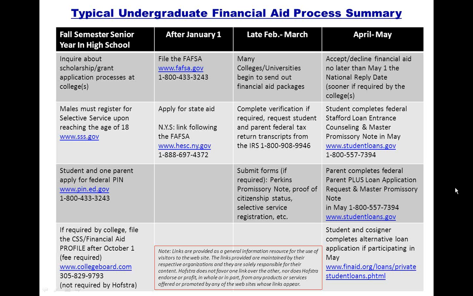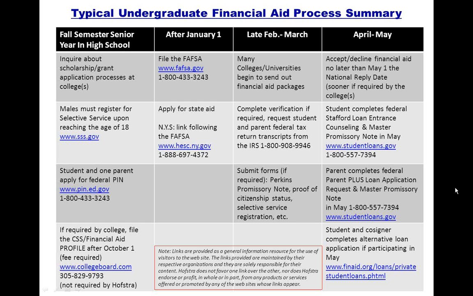Students may be required to submit certain forms, such as the Perkins promissory note if they were awarded a Perkins loan, proof of citizenship status, Selective Service registration, etc. And moving on to April and May, students must accept or decline financial aid no later than May 1st. That's the national reply date. Sooner if required by the individual college.